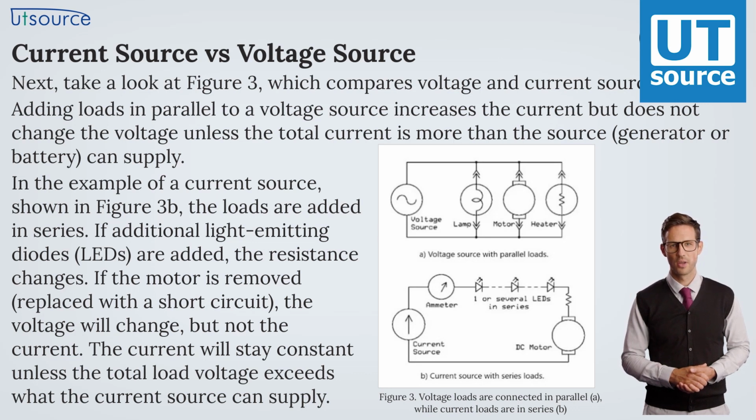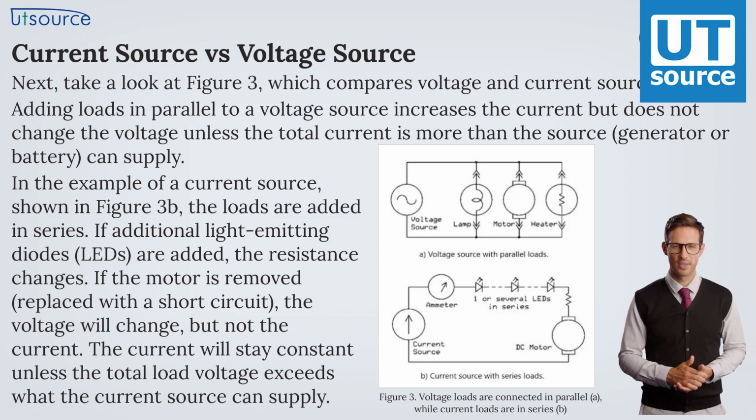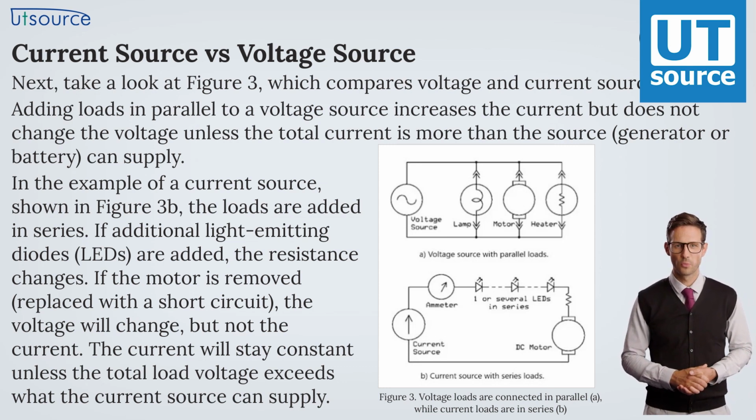In the example of a current source shown in Figure 3 bits, the loads are added in series. If additional light-emitting diodes, LEDs, are added, the resistance changes. If the motor is removed, replaced with a short circuit, the voltage will change, but not the current. The current will stay constant unless the total load voltage exceeds what the current source can supply.